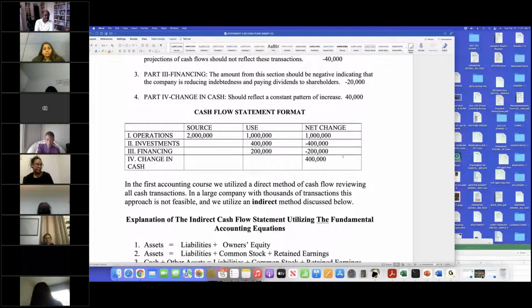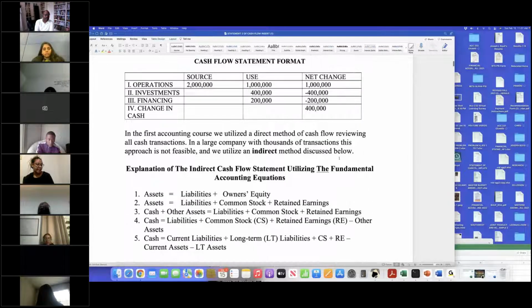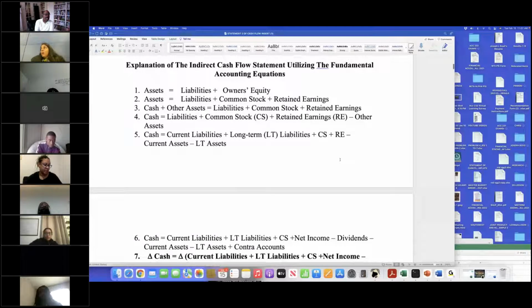Then we got into how we prepared a statement of cash flow, the rationale behind it. And we started with this equation: assets equal liabilities plus owner's equity. And then we said assets equal liabilities plus common stock plus retained earnings. Then we went to the second one: cash plus other assets equal liabilities plus common stock plus retained earnings. And then on this fourth one, we said that we needed to find cash. Cash equals the liabilities plus the common stock plus the retained earnings minus the other assets.